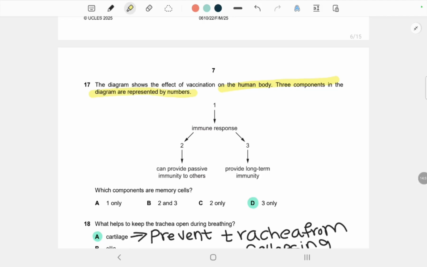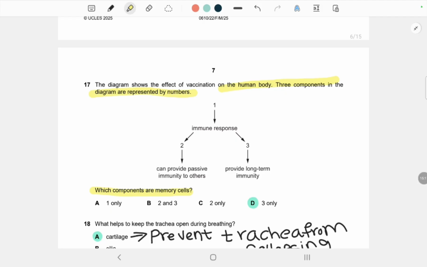Now, which components are memory cells? Basically, memory cells are the ones that provide long-term immunity. You can even remember the two words together, like memory. So I'm memorizing a thing. I want that thing to last a long time with me. Like I'm learning, for example, ABC. So I store that in my long memory.